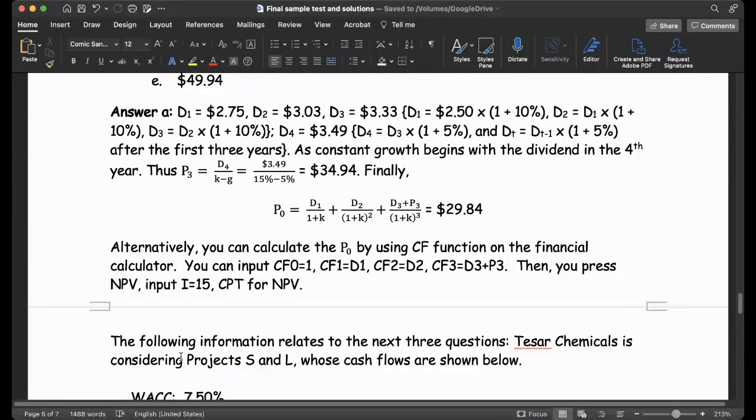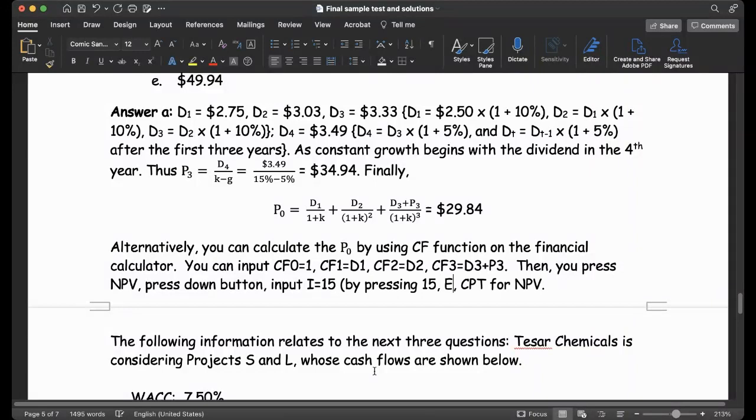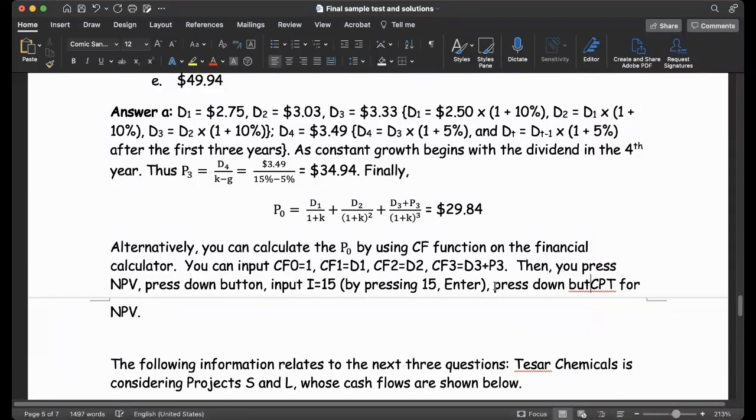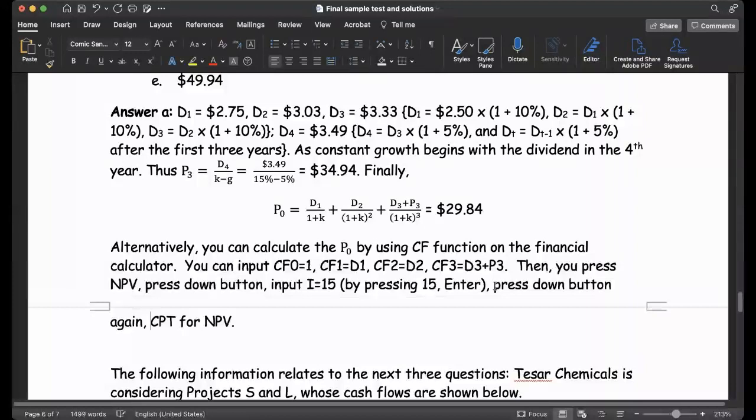Okay, you probably need to press the down button too. After pressing NPV, you press the down button, you see I, and you input I equals 15 by pressing 15, enter, and then you press the down button again so that you can come back to NPV, and then you press compute so you can get a value for NPV.